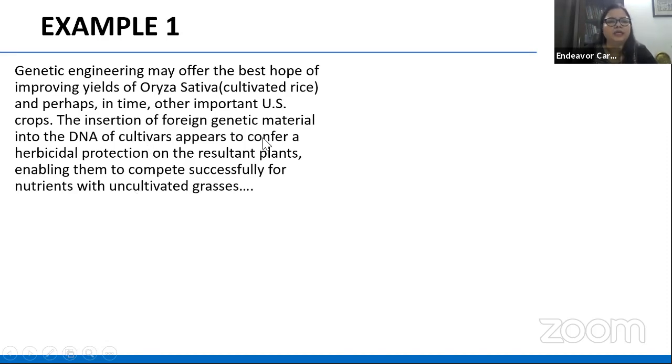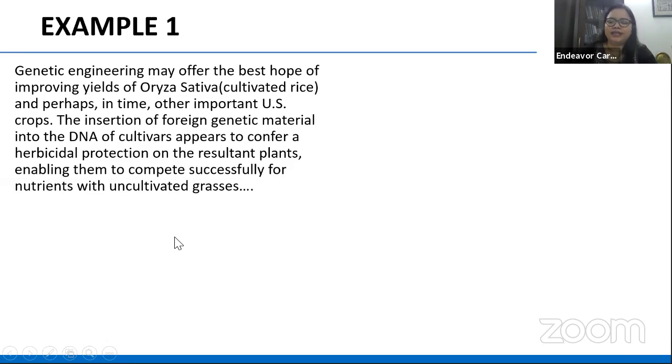The insertion of foreign genetic material into the DNA of cultivars appears to confer a herbicidal protection on the resultant plants, enabling them to compete successfully for nutrients with uncultivated grasses. So when foreign genetic material is inserted into the DNA of these plants, Oryza sativa, it gives them strength, a herbicidal protection, and enables them to pull out the nutrients from the soil. Otherwise, the nutrients would be drawn out by these uncultivated grasses. All right, so it enables them to compete successfully for nutrients.